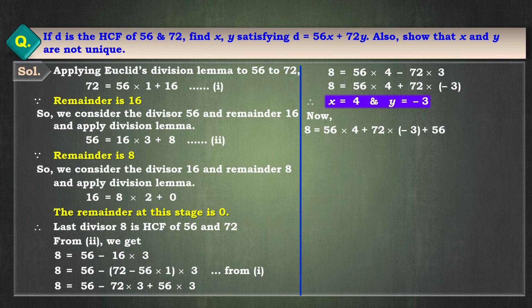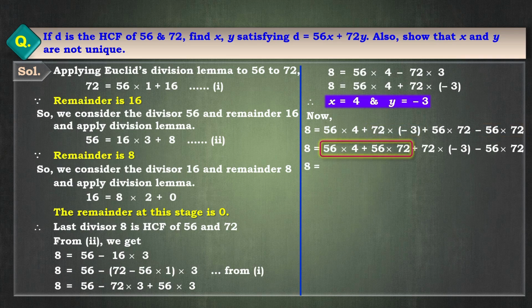So now let us represent 8 in another way. We got 8 equal to 56 into 4 plus 72 into minus 3. Now what we can do is add a 0 to it. 0 can be represented as 56 into 72 minus 56 into 72, because that will give you 0. So just add a 0 to it. Now group the 56 together: 56 into 4 and 56 into 72. Now group the 72 together: 72 into minus 3 and minus 56 into 72.